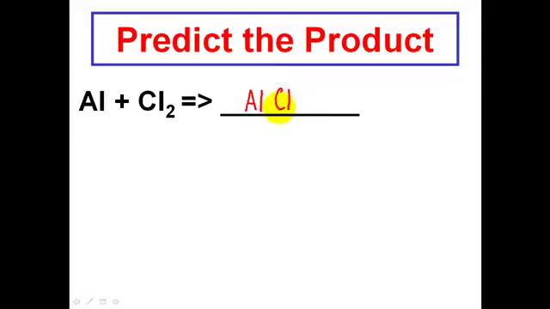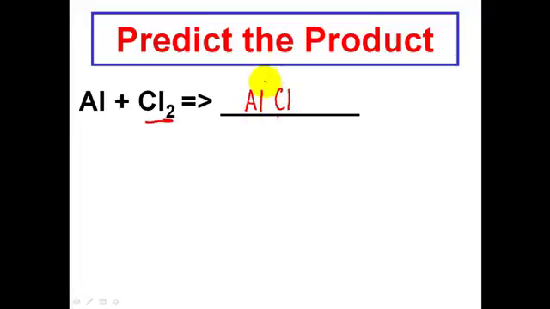Like I said in the last slide, you leave the subscripts, like the 2. The 2 stays over there on the left-hand side of the equation. When you make a product, you have to make brand new subscripts. What I've made here is an ionic compound, aluminum and chlorine. It's going to be aluminum chloride.